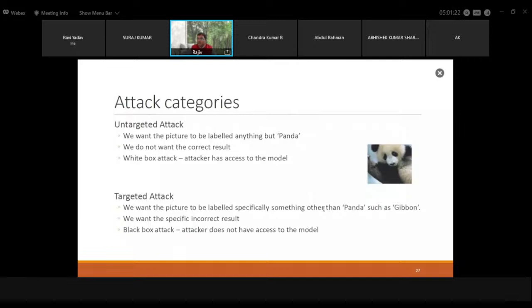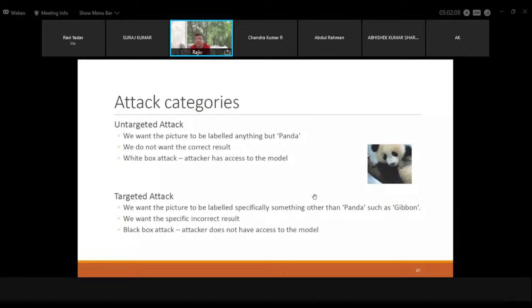Very, very simple. In an untargeted attack, if you ask the attacker, what is your target? Sir, I don't have any target. I have only one aim, that I do not want this to be labeled as panda. That's it. My interest lies in the answer not being correct. So if it is anything other than panda, my work is done. We do not want the correct result. This can happen only if the attacker has access to the model. Just like in white box testing, where we have access to the code, here also the attacker will have access to the model, at least how it works.